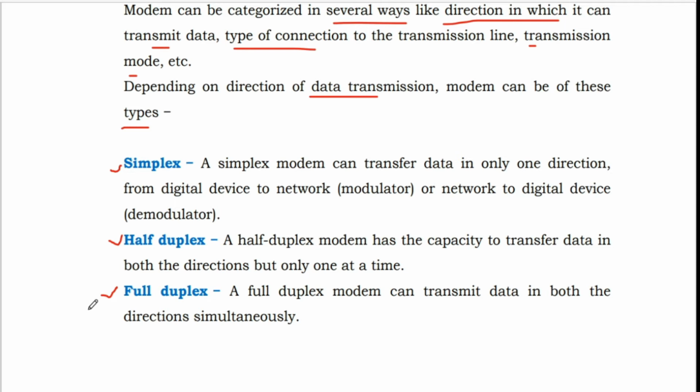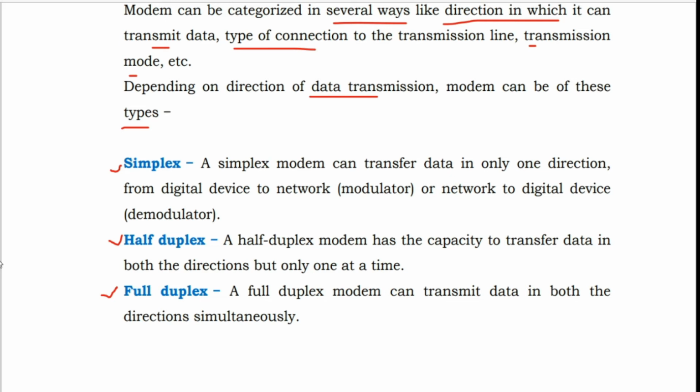A simplex mode can transfer data in only one direction, from digital device to network, or network to digital device, that is, modulator to demodulator. So it can transfer data in only one direction, and that is what we call simplex. In simplex communication, data transfer takes place in one direction.